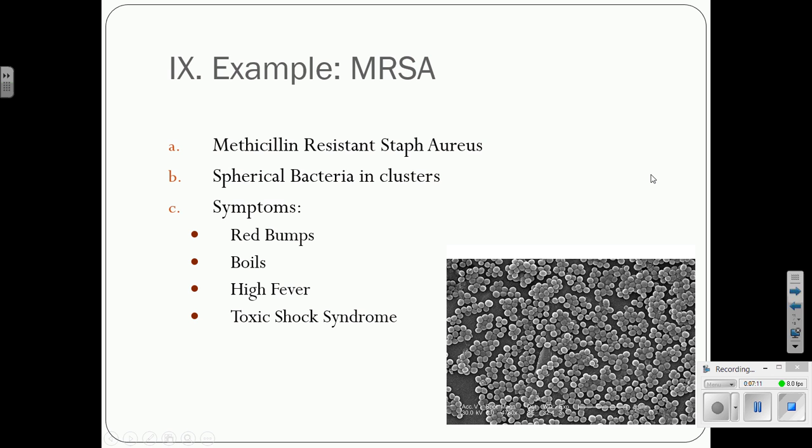Another one that we've actually talked about in the past is MRSA, and it stands for methicillin-resistant Staph aureus. And these are also spherical bacteria, and they gather in big clusters like this. Some symptoms for MRSA would be red bumps, boils, they get a really high fever, and in worst case scenario, they go into toxic shock syndrome, and in even worse conditions, it can lead to death.